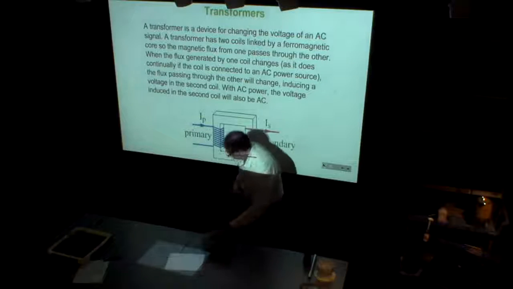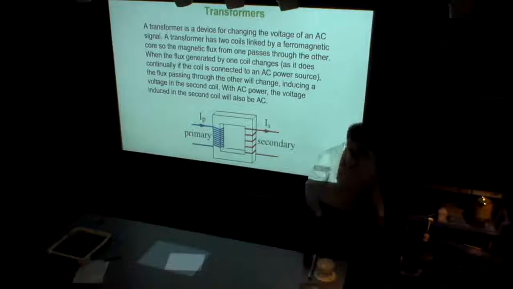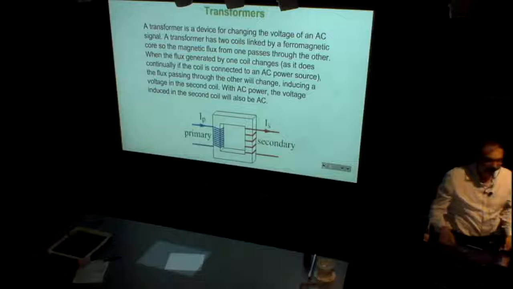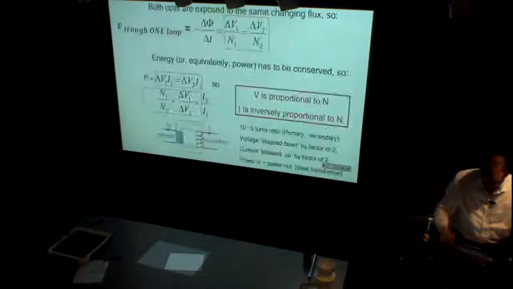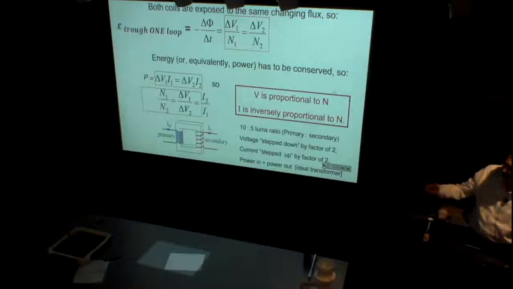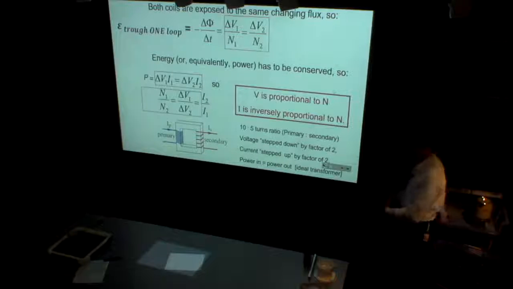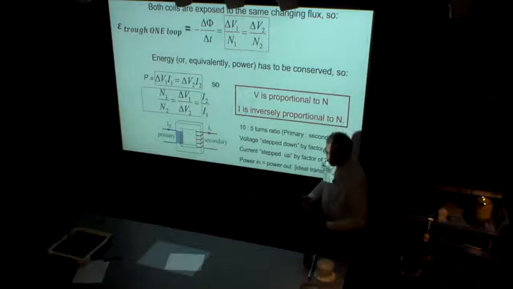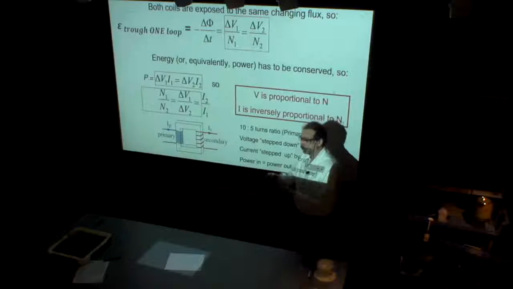How do we use transformers? Well, first of all, in every device we have them. If we need to go from 120 volts to 12 volts, we have to use a step-down transformer. And in an ideal transformer, where there is no loss of any energy, the total amount of energy supplied to the primary coil should go to the secondary coil.